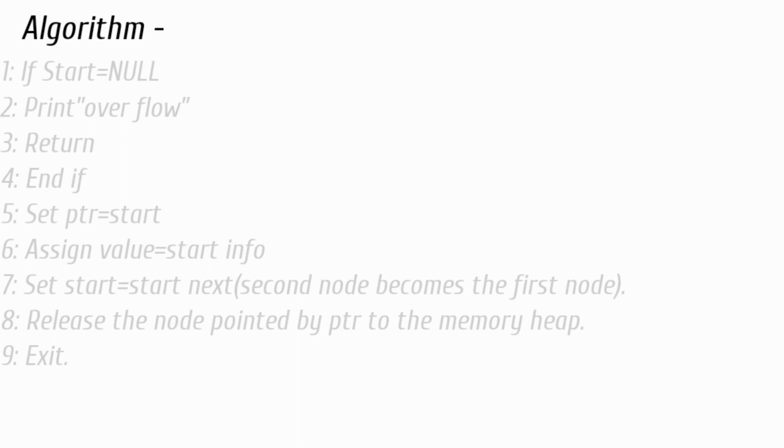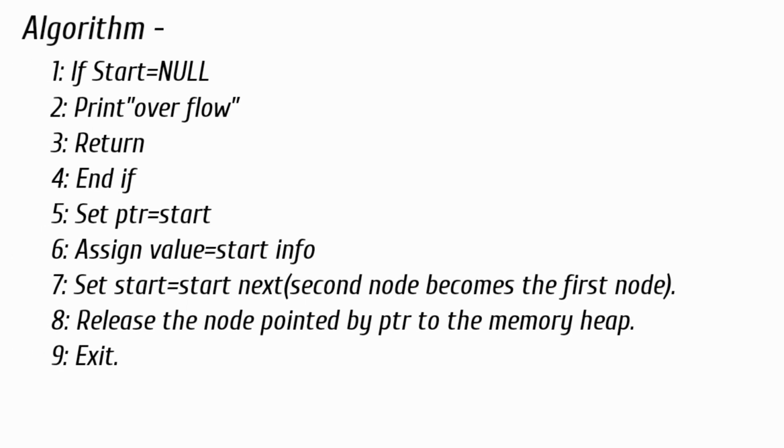Let's see the algorithm. 1. If start equals null. 2. Print overflow. 3. Return. 4. End if. 5. Set ptr equals start. 6. Assign value equals start info. 7. Set start equals start next, the second node becomes the first node. 8. Release the node pointed by ptr to the memory heap. 9. Exit.